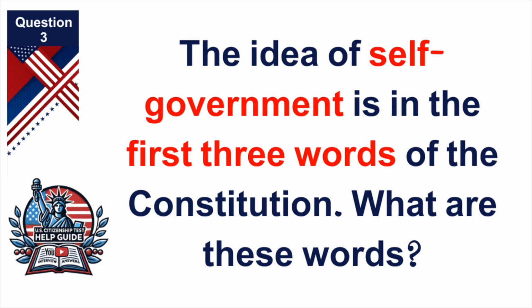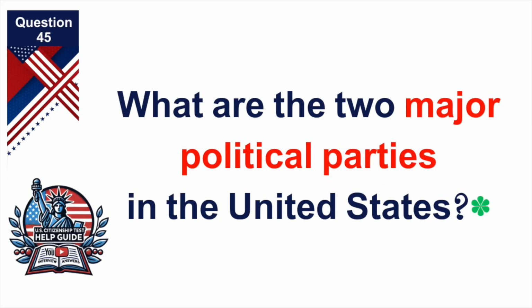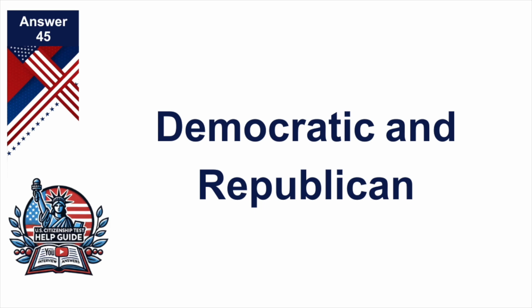The idea of self-government is in the first 3 words of the Constitution. What are these words? We the people. What are the 2 major political parties in the United States? Democratic and Republican.